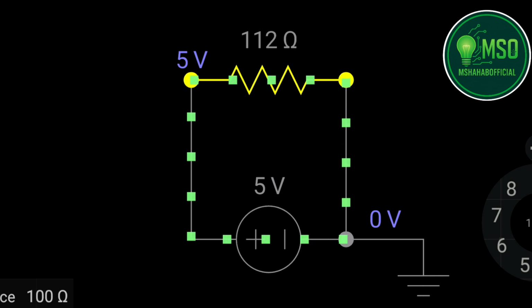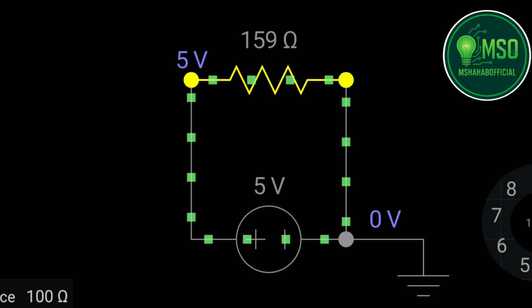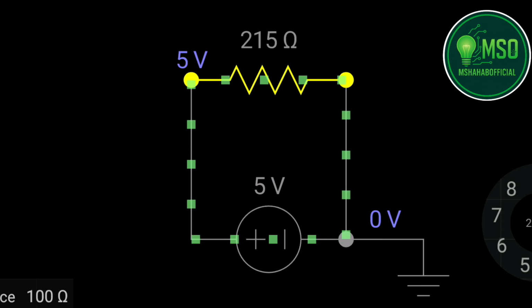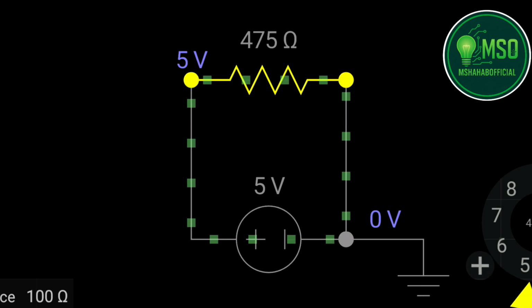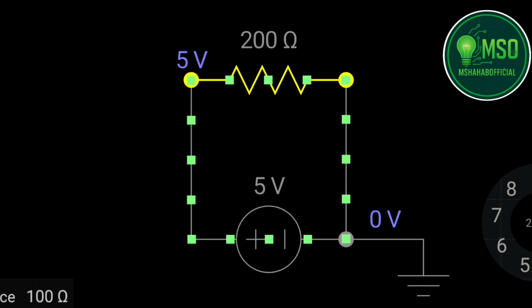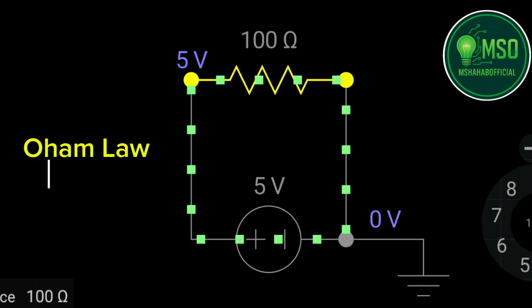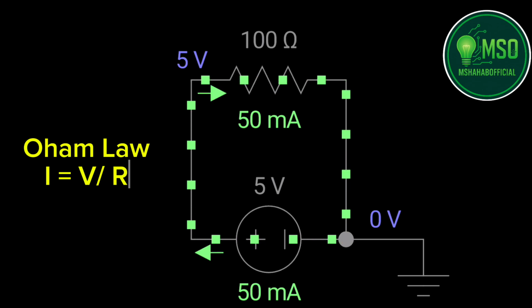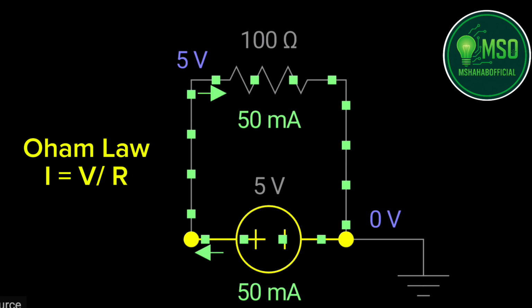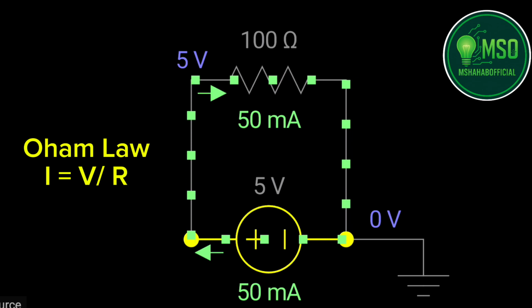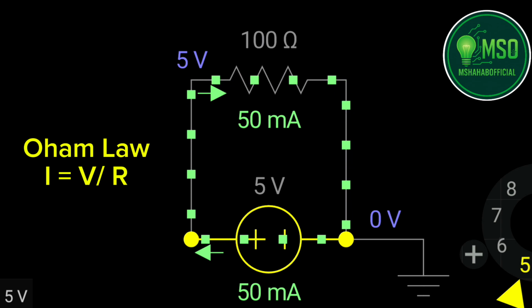In this circuit, you can see that when we increase the resistance, the green dots, showing the current, move more slowly. When we decrease the resistance, the green dots speed up again. This demonstrates Ohm's law: current is inversely proportional to resistance. So, higher resistance means less current, and lower resistance means more current.